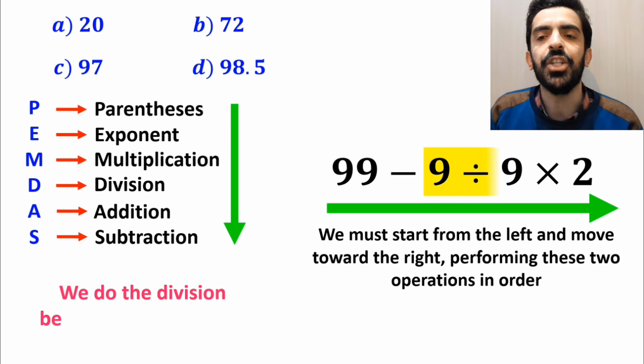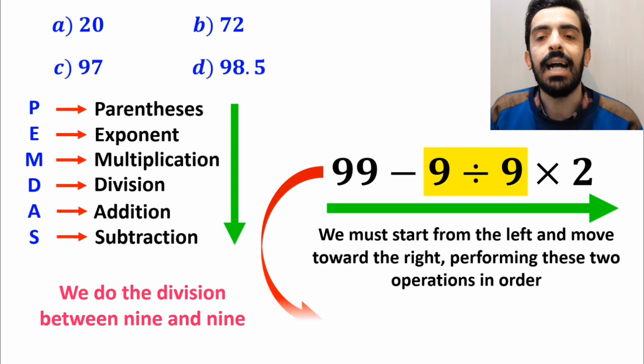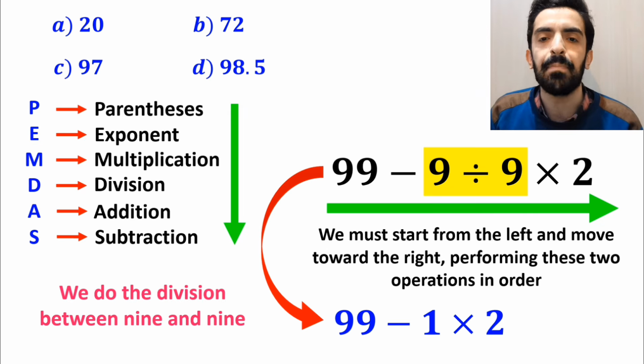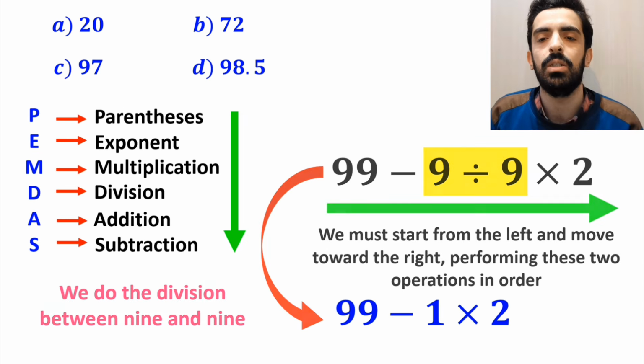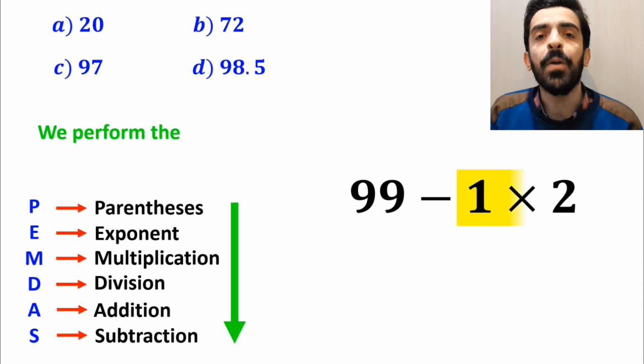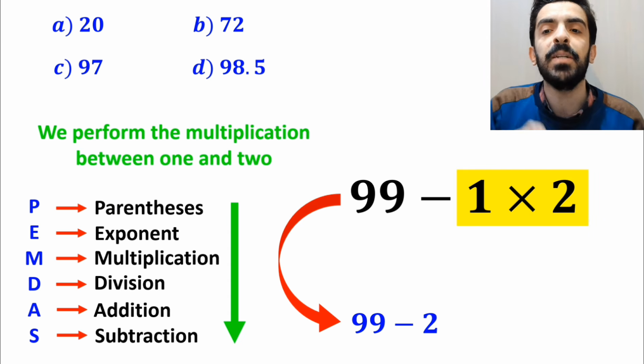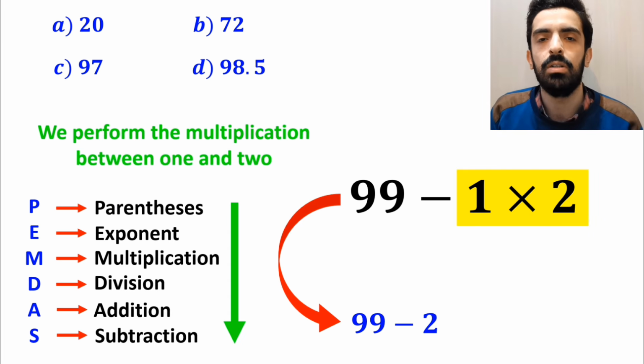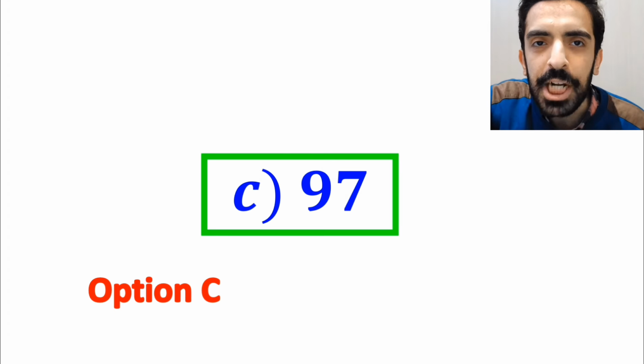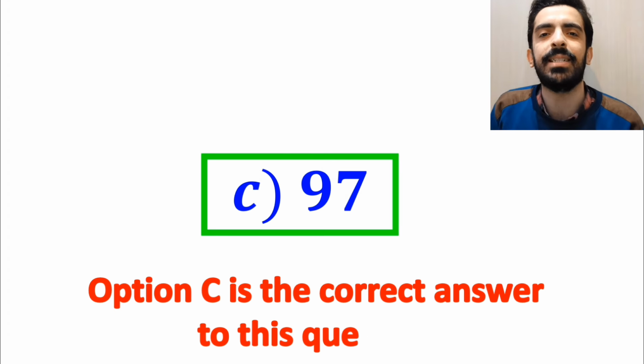So, first we do the division between 9 and 9, and this expression simplifies to 99 minus 1, then times 2. And the final step, we perform the multiplication between 1 and 2, which simplifies this expression to 99 minus 2. And finally, the value of this expression will be 97. Therefore, option C is the correct answer to this question.